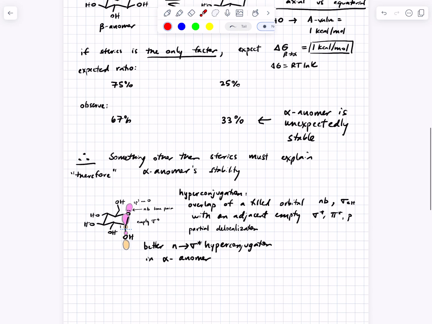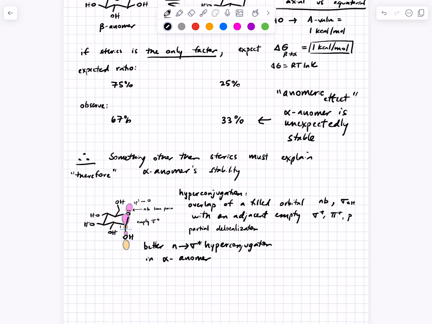The unexpected stability of the alpha anomer is called the anomeric effect, and we'll use this in carbohydrate chemistry to help bias reactions from one direction to another. All right, questions about that?